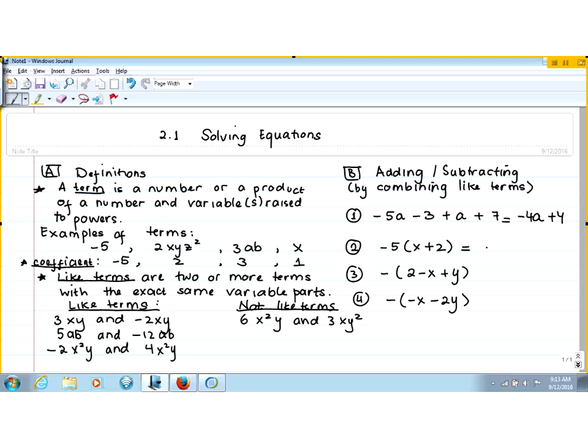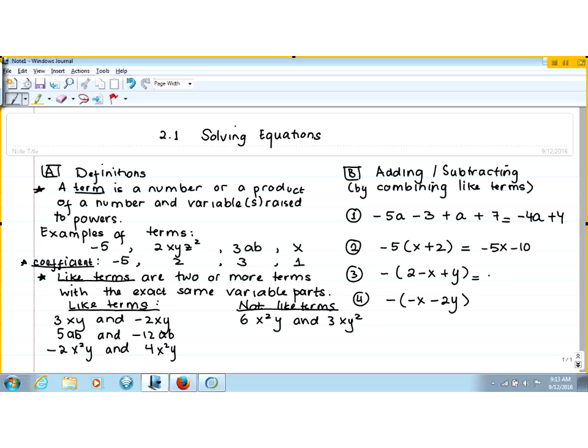Now, what about number 2? Distribute the negative. So we use distributive property here. Negative 5 times x, negative 5x. And then negative 5 times 2. What is negative 5 times 2? Negative 10. Okay, easy. Can we do anything else? No, they're not like terms. We're done.